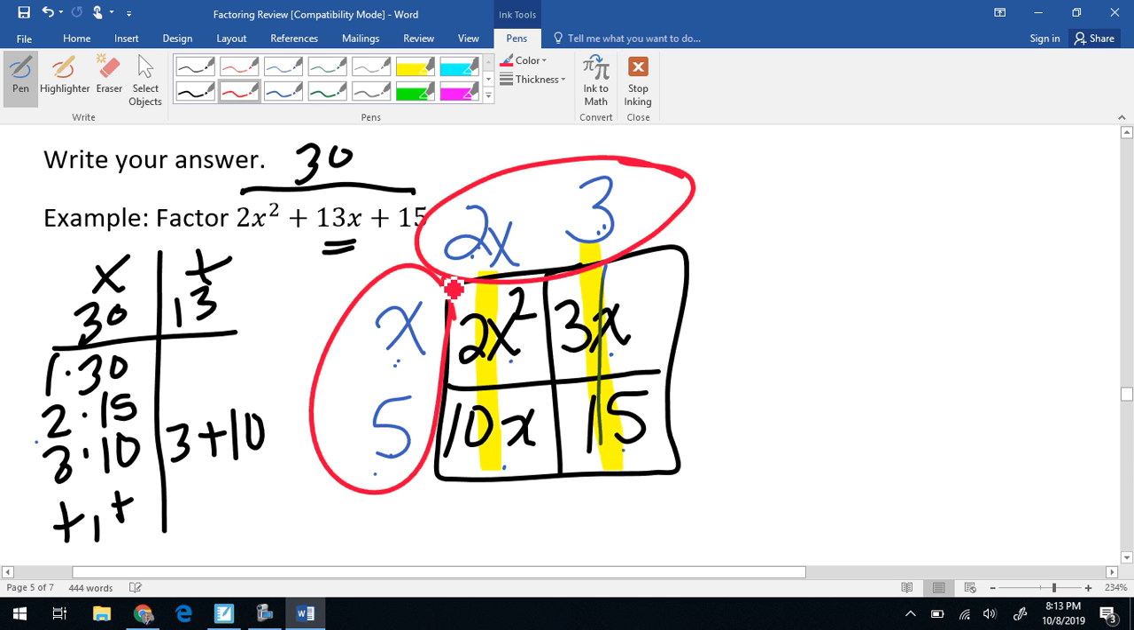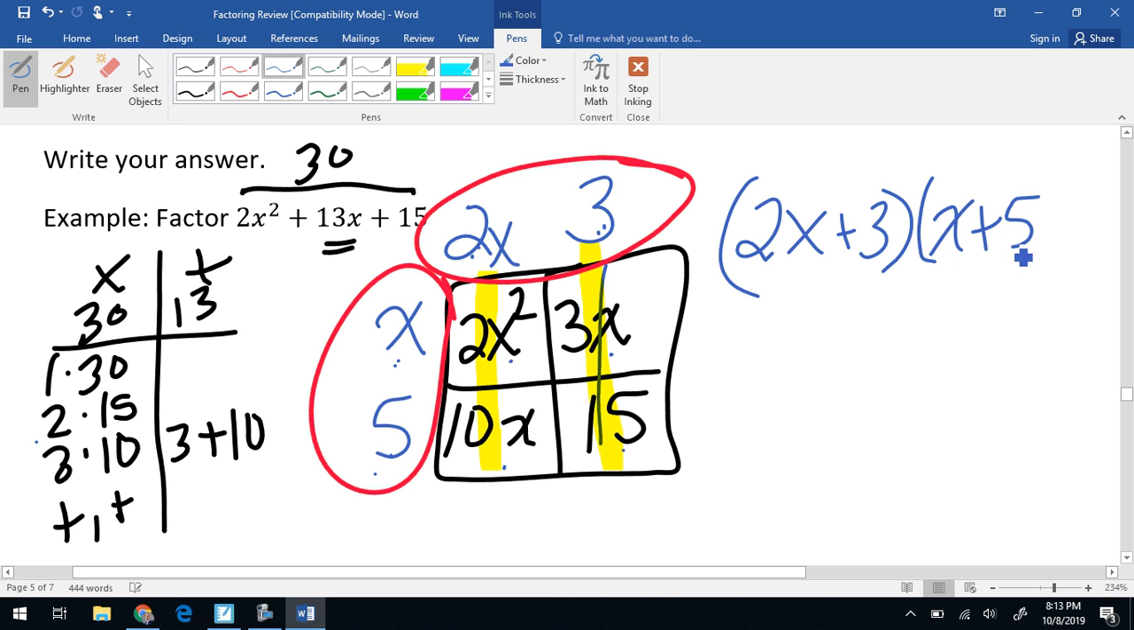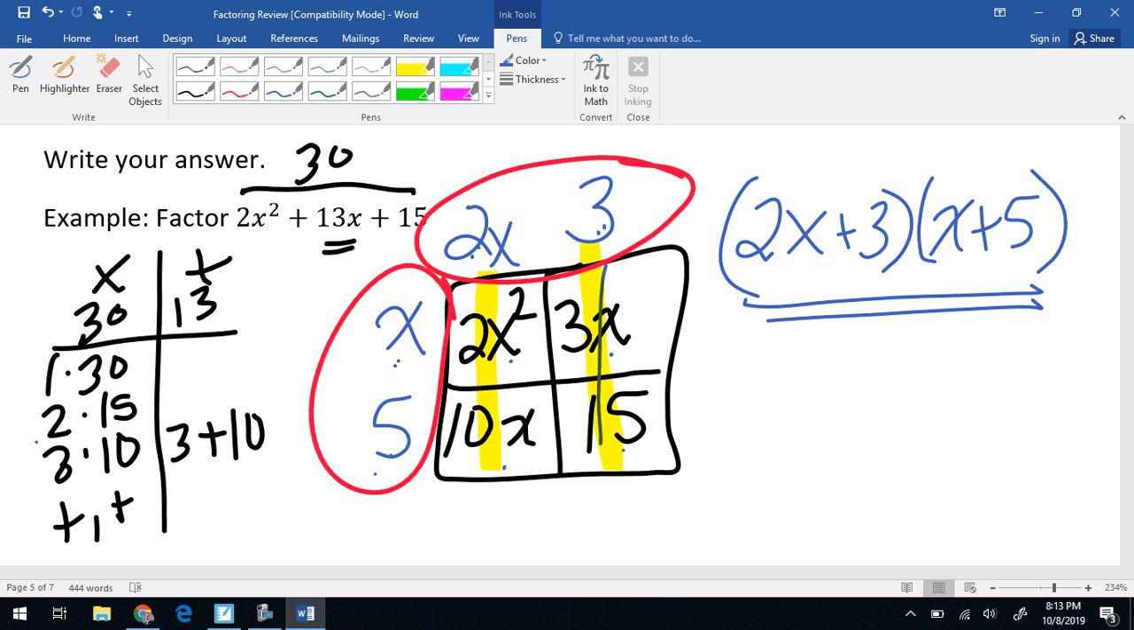And order matters. If the 2x plus 3 is on the top, they go together. So you can't do 2x plus 5, that would be wrong. And then x plus 5. If you remultiplied, you would see that it does, in fact, work. So that's my answer right there. All right, let's go to the next example.